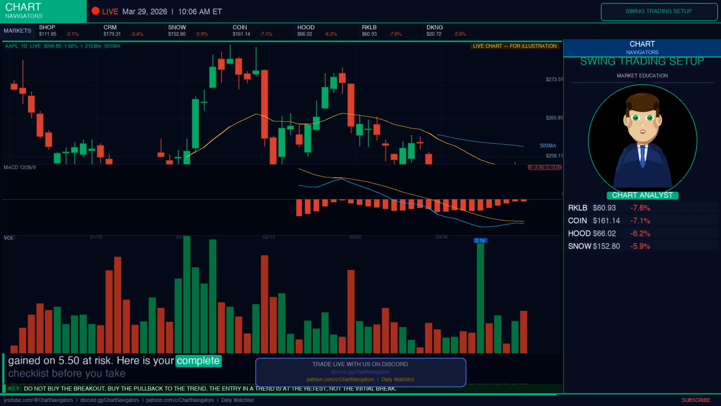Here is your complete checklist before you take any trade using this setup. Daily trend direction is confirmed. Price has pulled back to a key level. A reversal candle has formed at that level. Reward to risk is at least 2 to 1. Stop is below the reversal candle low.